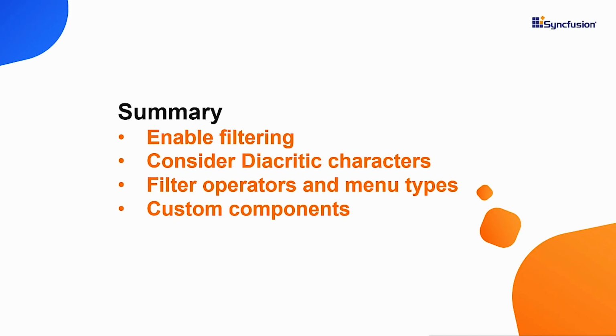Let me summarize some of the major points we discussed in this video. First, we saw how to enable filtering in the data grid component. Next, we saw how to consider diacritic characters while filtering. Then we looked at different filter operators and filter menu types. And finally, we saw how to add custom components to the filter menu.